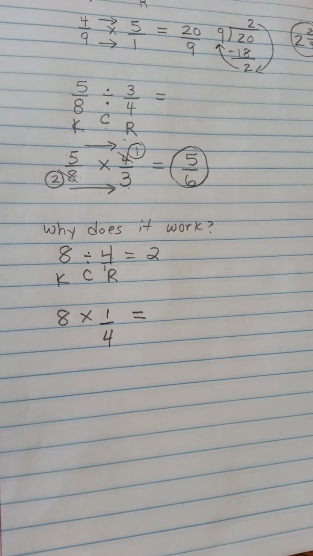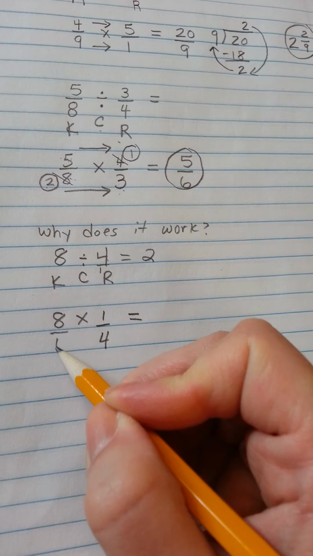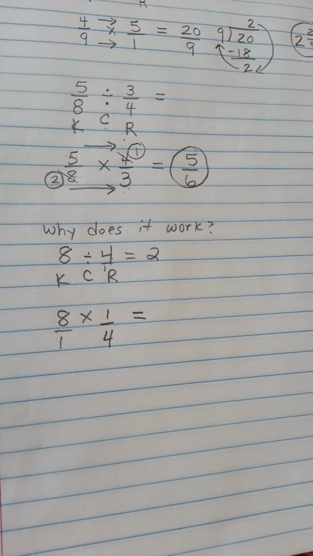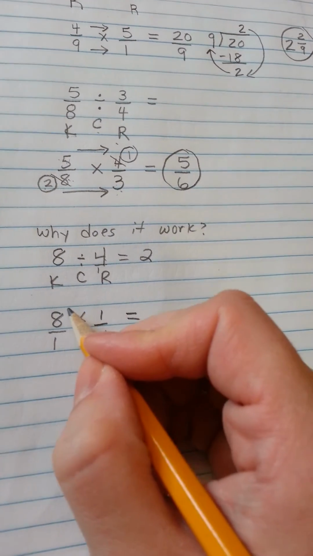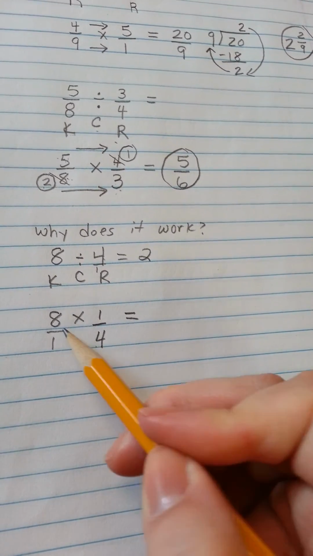Now, if I multiply this, let's see, this is really 8 over 1, right? Because it's a whole number. And I can multiply straight across. And yes, I could cross-simplify here as well.